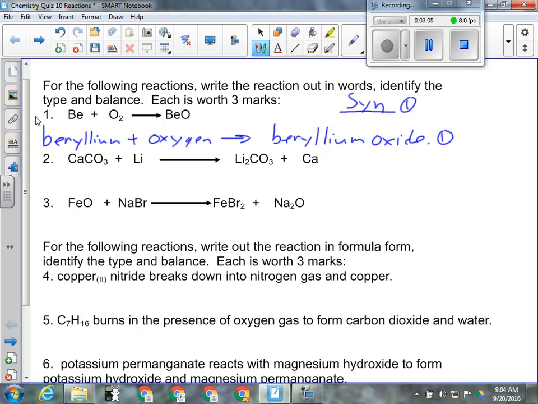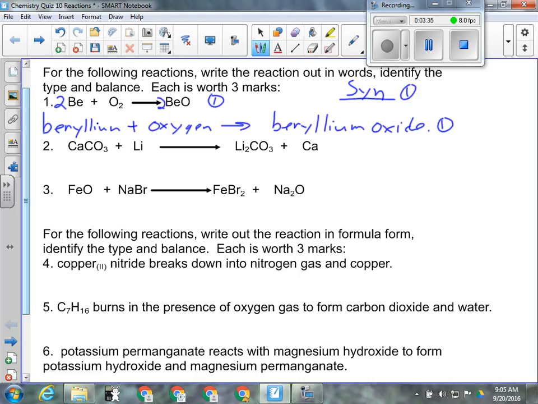Does everybody follow there? When we're writing, you don't have to write "beryllium reacts with oxygen," but just have a plus there so I know that they're separated. Now I have to balance it. The only thing that's not balanced right now is oxygen, so that requires a 2 right there. But when I do that, it gives me 2 berylliums, so a 2 is required over there. 1 mark if they have that for the balancing. Questions on number 1? So it's out of 3 marks. Each one will be out of 3.